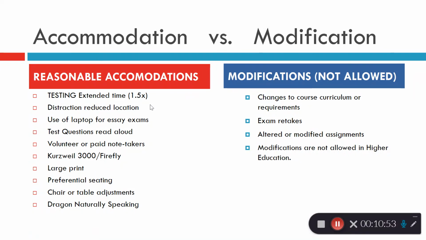We do not allow a student to retake an exam. And again, we don't change the curriculum or the requirements to meet the needs of the student. Now, again, we try to find our best ways to provide reasonable accommodations to students, and we do work with our faculty very closely, our department chairs, our deans, to come up with reasonable solutions to issues that may arise. But generally speaking, these are the types of accommodations that are reasonable, and these are generally things that are not allowed.